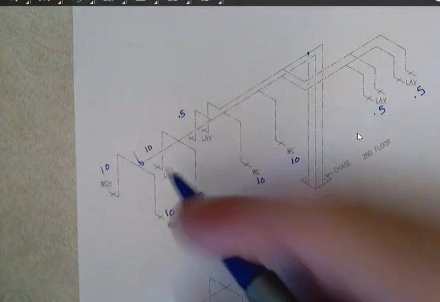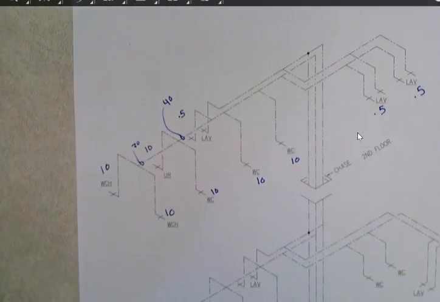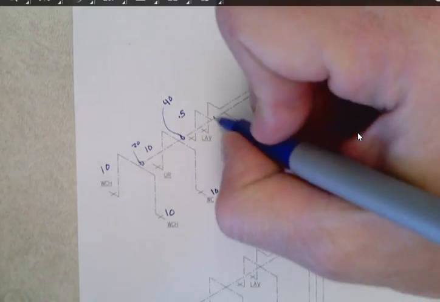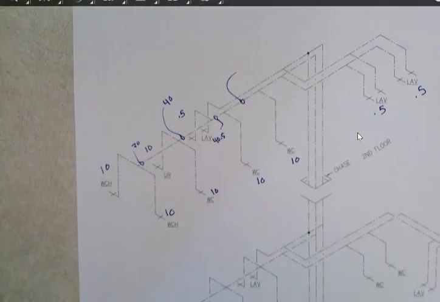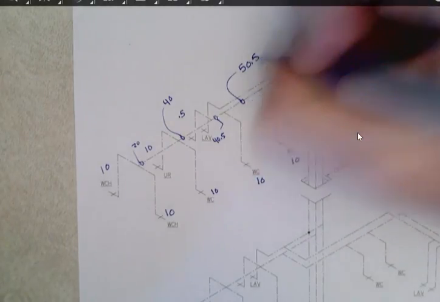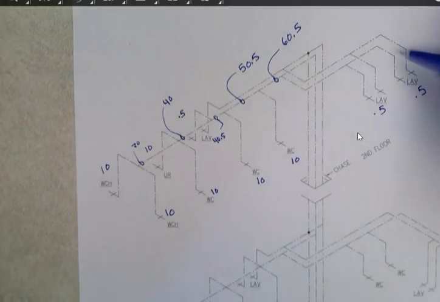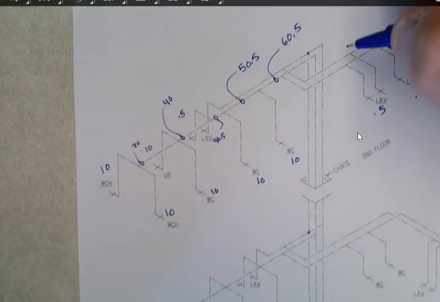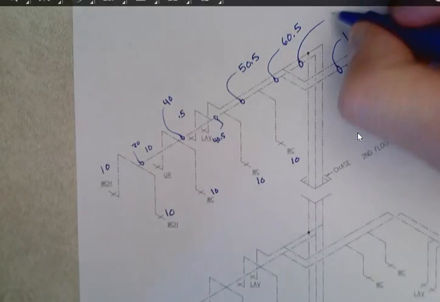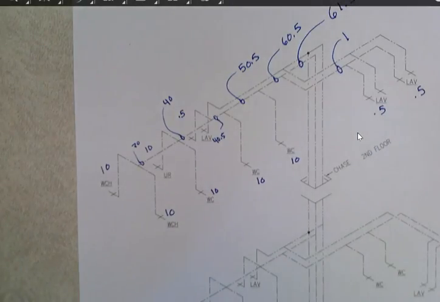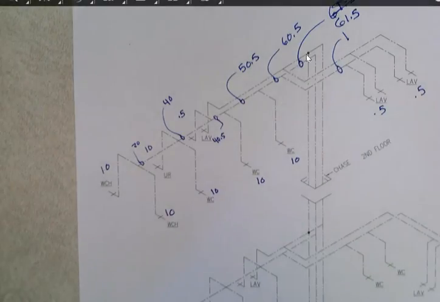At this point I have 20. At this point I have 40. At this point I have 40.5. At this point I have 50.5. I'm just adding them up as I go. And at that point I have 60.5. And then right here I have 0.5. Right here I have 1. So at this point right here I have 61.5 cold water fixture units. And 0.5 cold water fixture units at that point right there.